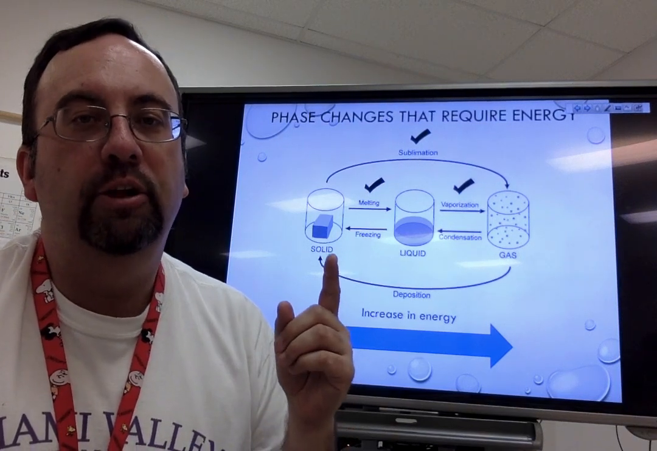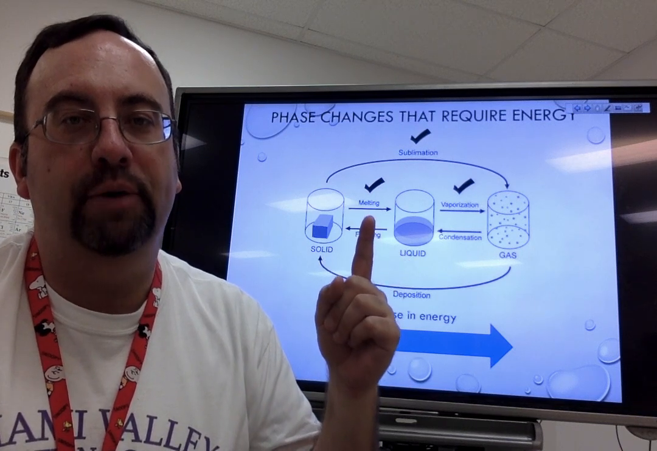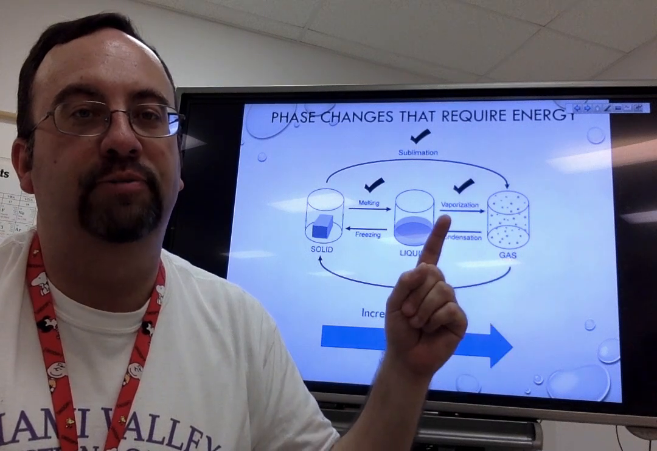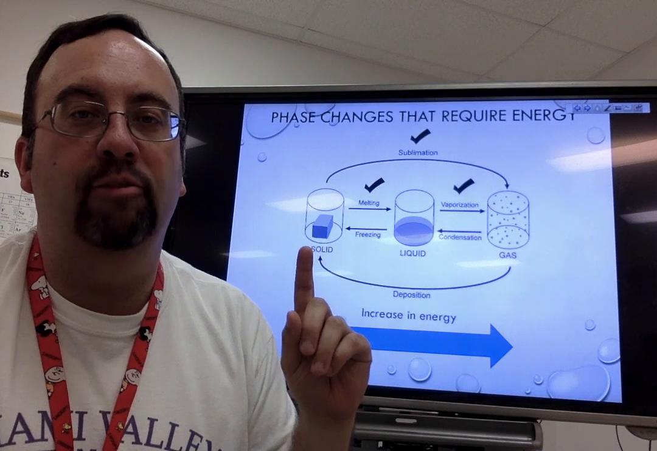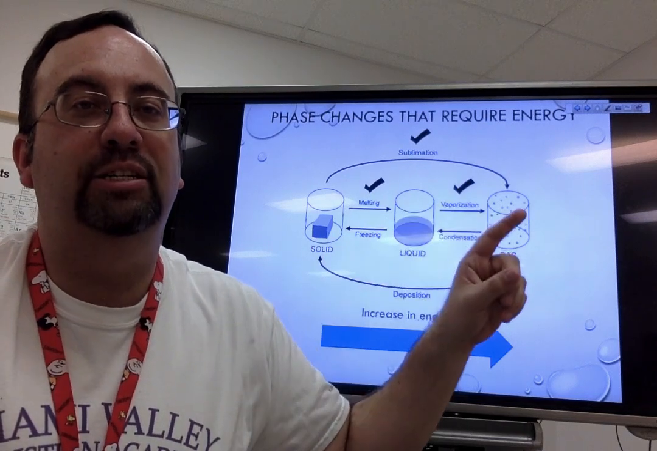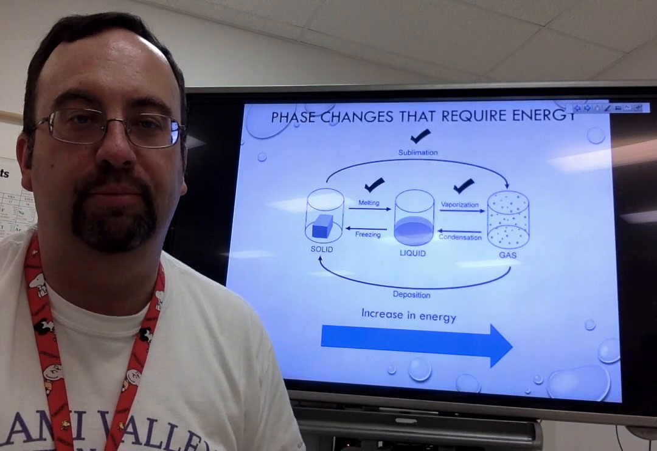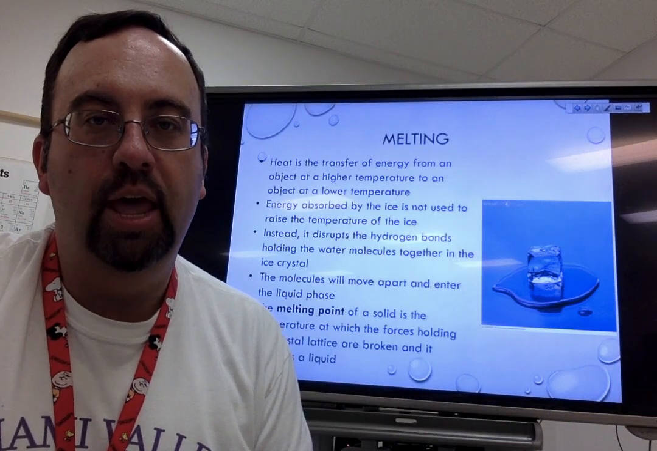The first, taking a solid to a liquid, is referred to as melting. Taking a liquid then further to a gas is known as vaporization, and we also have the situation where we can go directly from a solid to a gas without first going through the liquid, and this is referred to as sublimation. And so let's look at each of these three first.